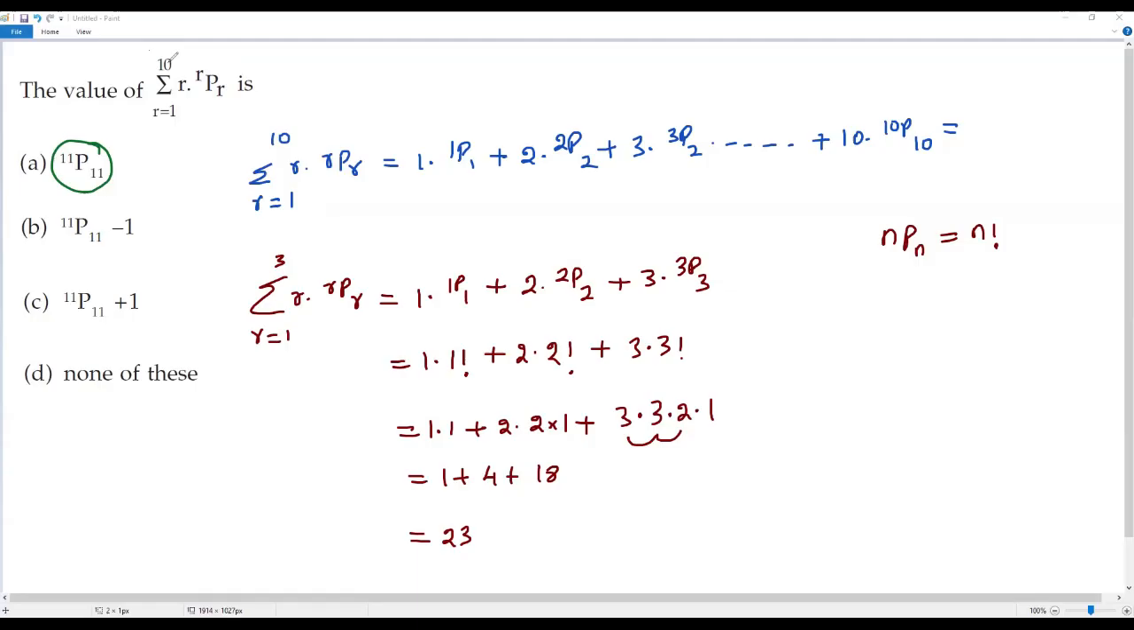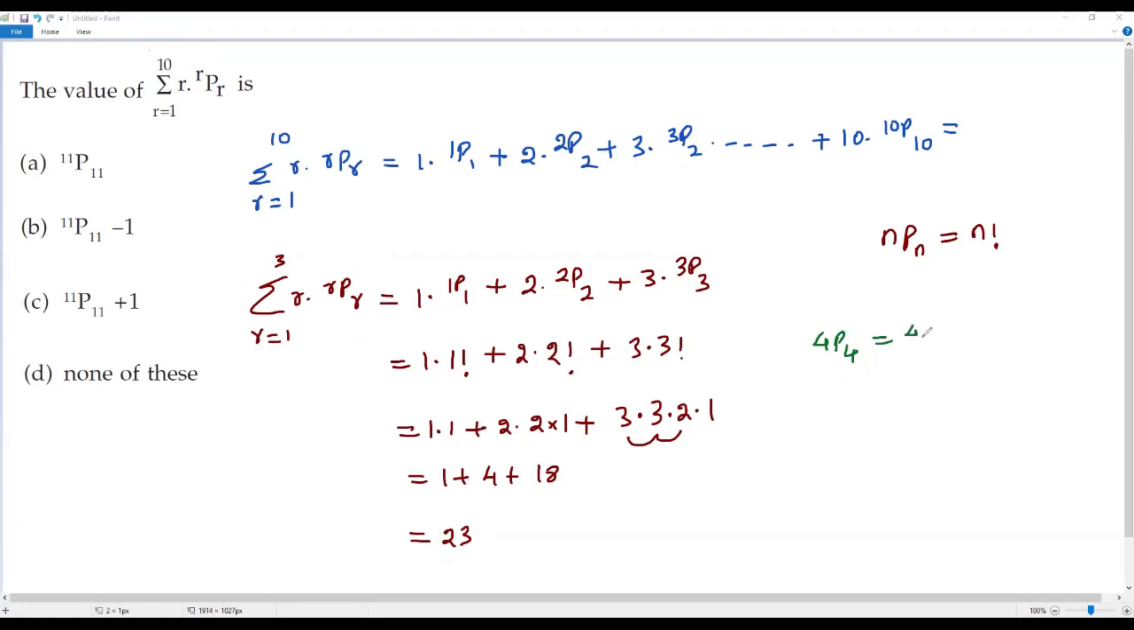Because in the given series, the maximum value of r is 10. In that case, they have taken 11 over here, that is 10 plus 1. When the maximum value of r is 3, then it will be 3 plus 1, that is 4 should be here, 4 should be here. Okay, now let me take 4p4, whether 4p4 is equivalent to this one. If 4p4 is equal to this one, then the value of 4p4 must be 23, because already we got the value of this one, that is 23.